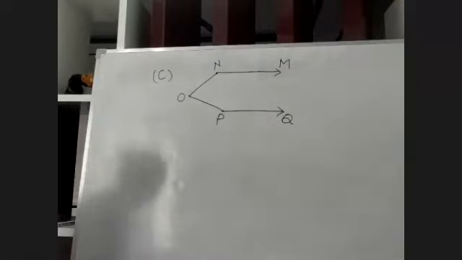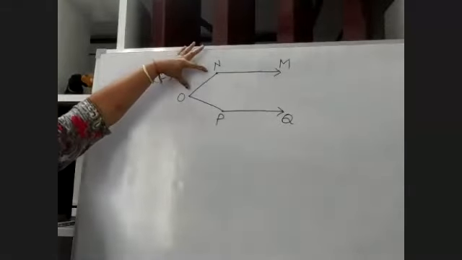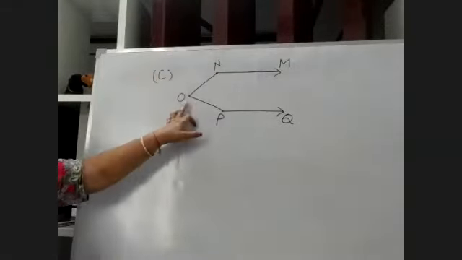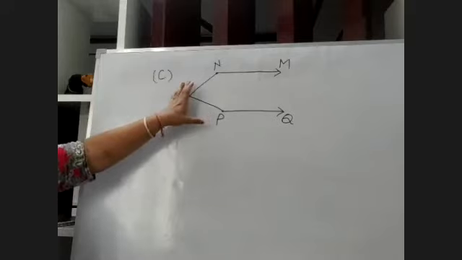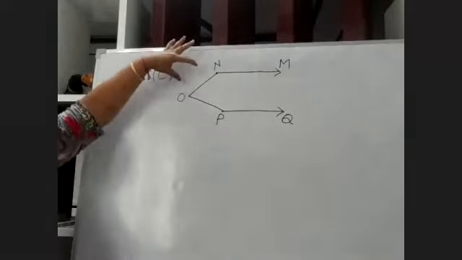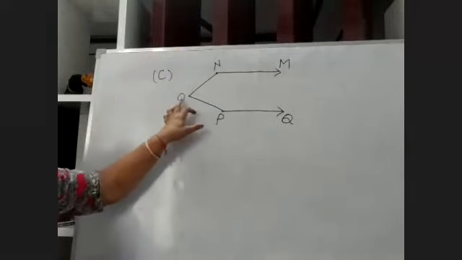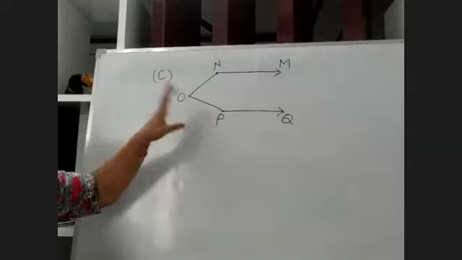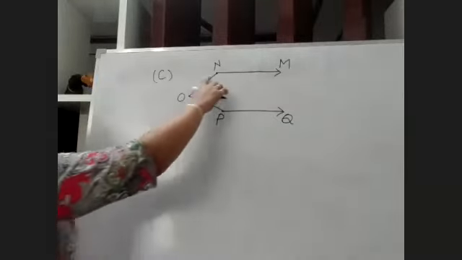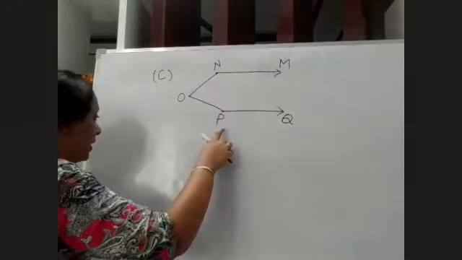Yes, friends, in this figure we have 2 line segments, ON and OP. In this figure, we have 2 line segments and 2 rays. First line segment is ON and second is OP. And the 2 rays are NM and PQ.